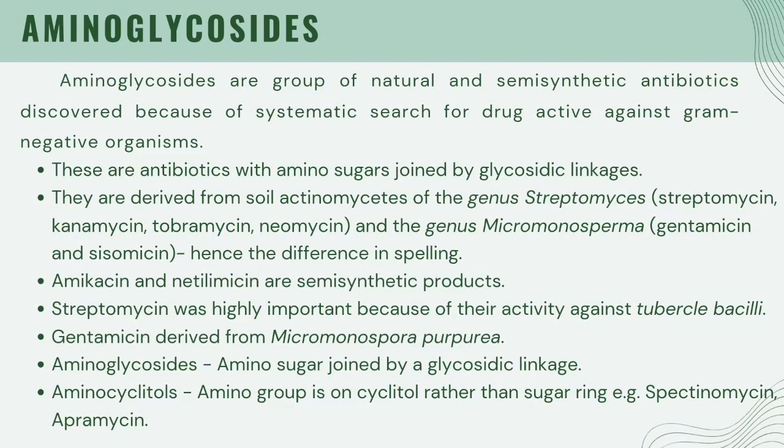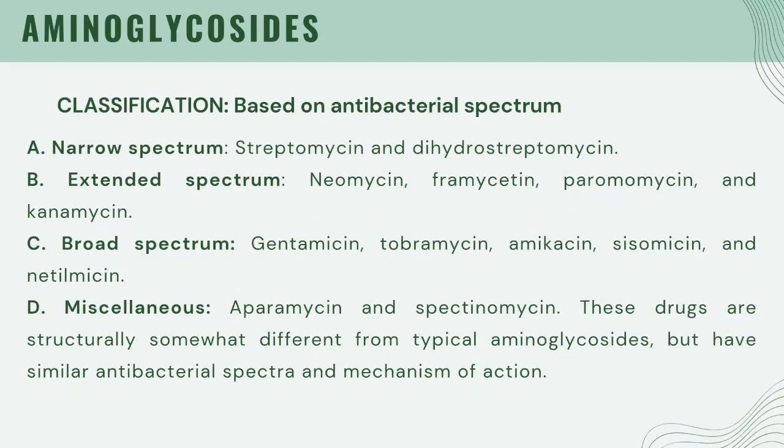Besides aminoglycosides, there exist related compounds known as aminocyclitols, where the amino group is attached to the cyclitol rather than a sugar ring. Examples include spectinomycin and apramycin. Aminoglycosides are classified into different categories based on their antibacterial spectrum, highlighting their effectiveness against specific groups of bacteria.